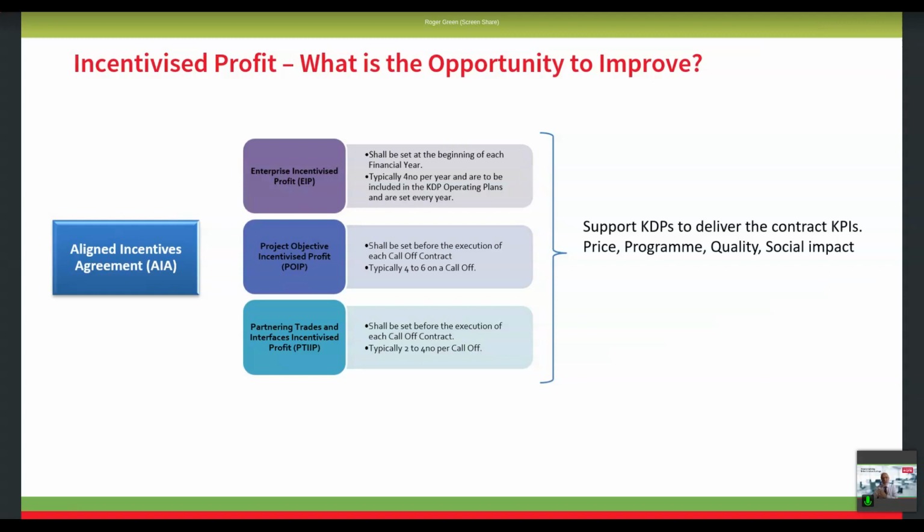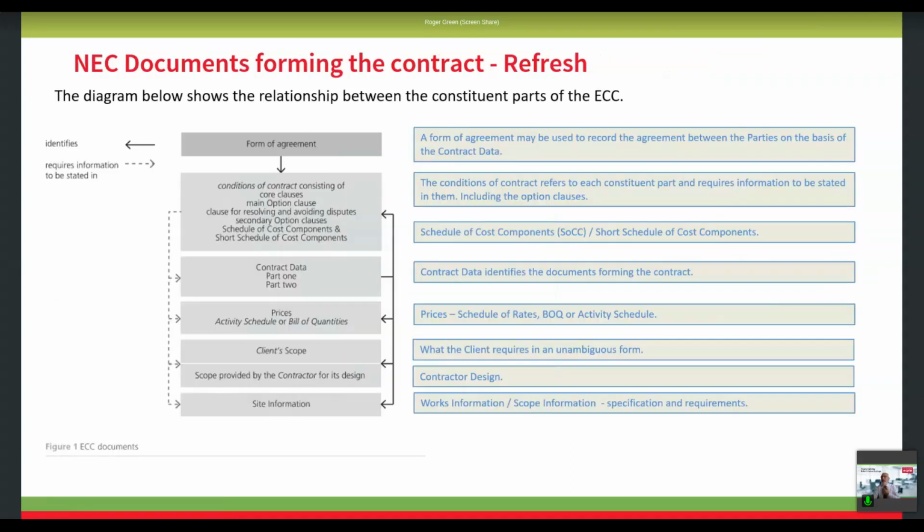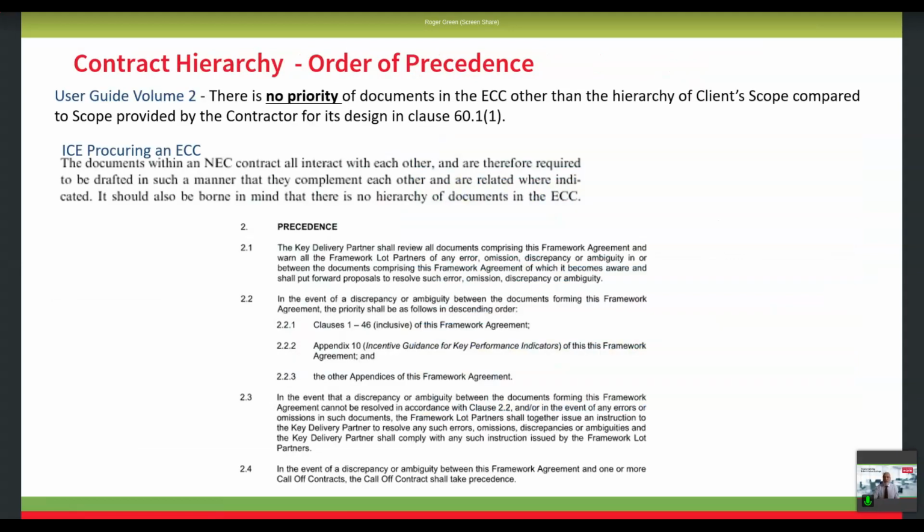In terms of supply chain, obviously we expect the supply chain to support us in all that, and the type of contract that we go for, or the way we do the incentivization, or the way we do the payment itself, it will all be linked back into those KPIs. So I'm going to skip through that, and I'm going to go through to an order of precedence.